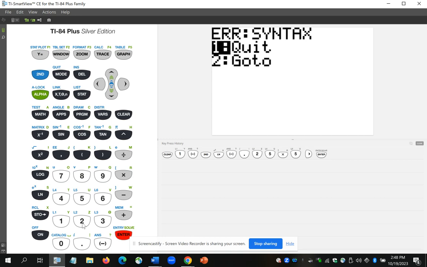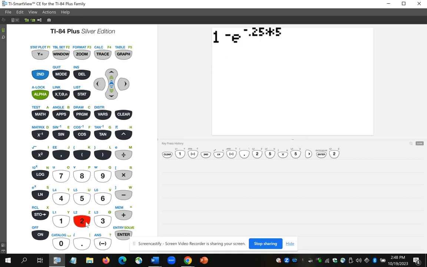Oops, I typed something wrong. See, it told me I did something wrong. Oh, I did. I used the wrong button instead of minus. So let me get back out of this. Okay. And now I'm going to press enter. And I get this value of 0.7134.